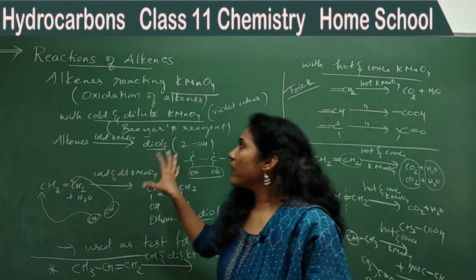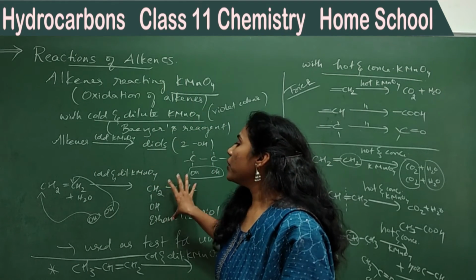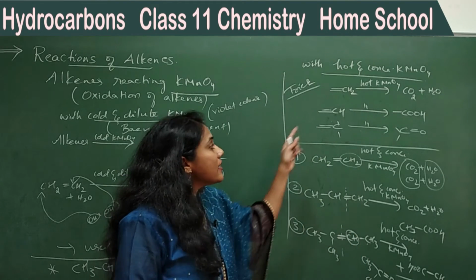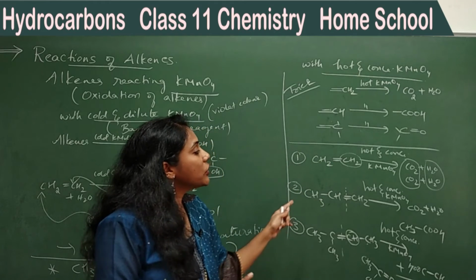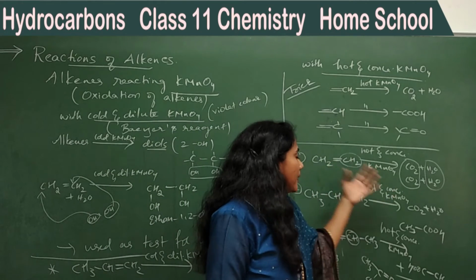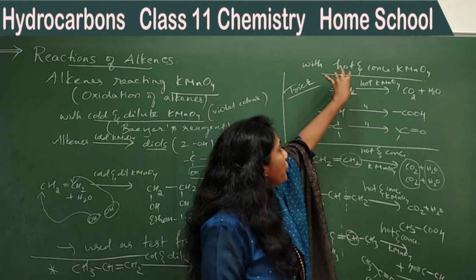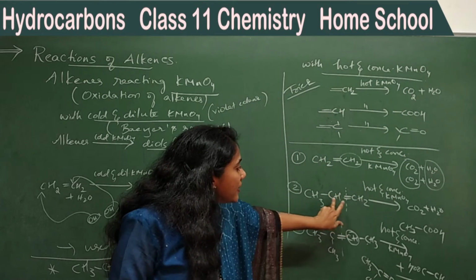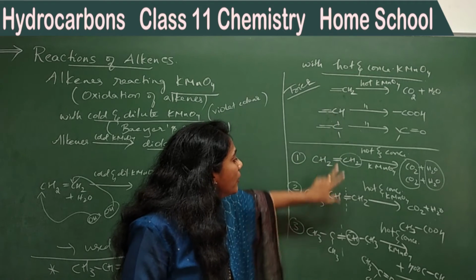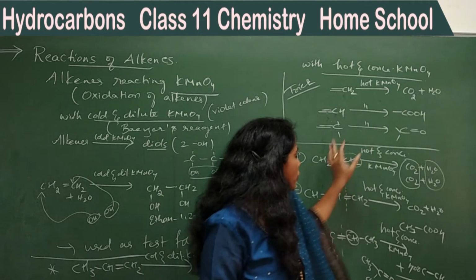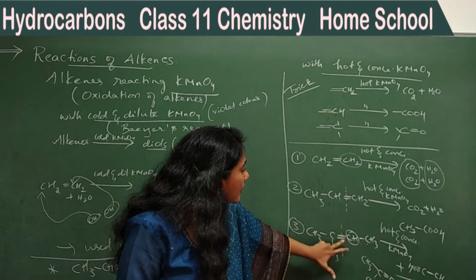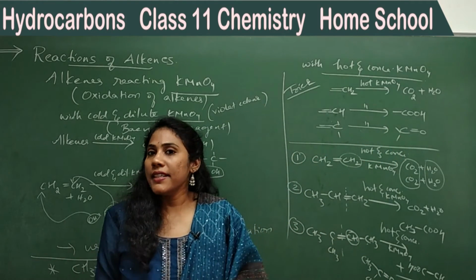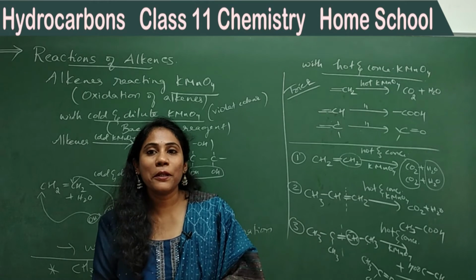This way, cold and dilute KMnO₄ reacts with alkene and gives you diols. Hot and concentrated KMnO₄ on reaction with alkene, depending on the carbon: if you have this type of carbon, you get carbon dioxide and water. If you have this type of carbon, you get COOH. If you have this type of carbon, you get ketone. So this is all about the reaction with KMnO₄.